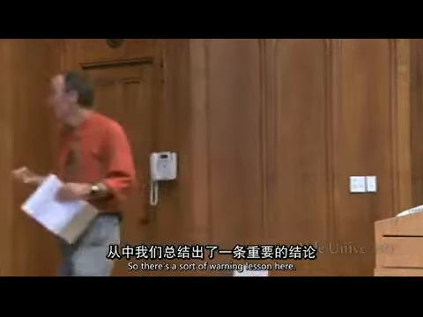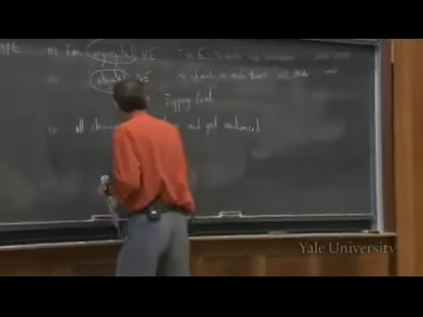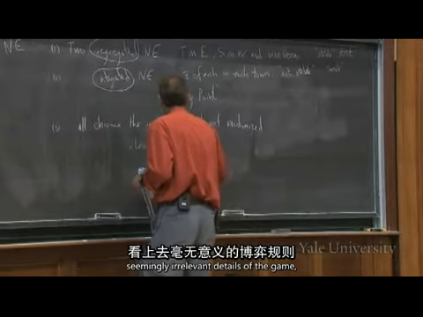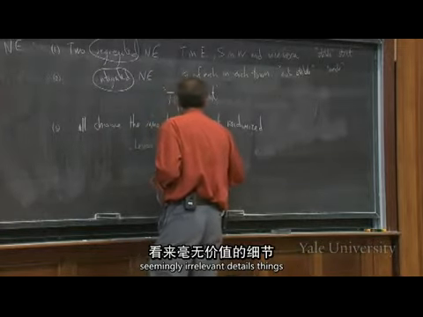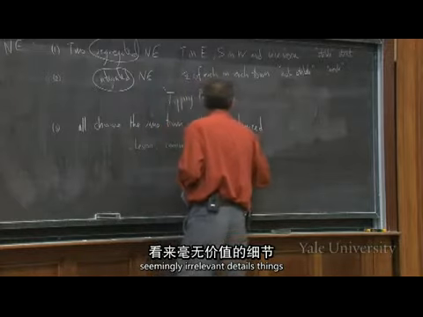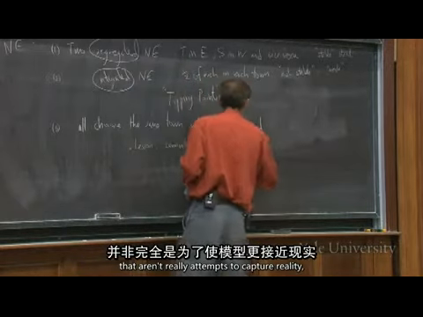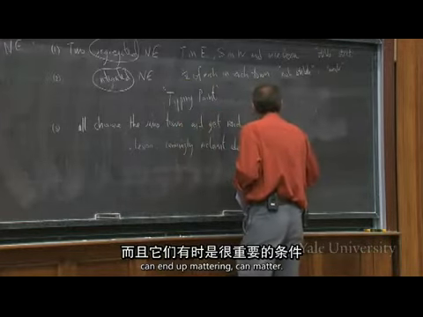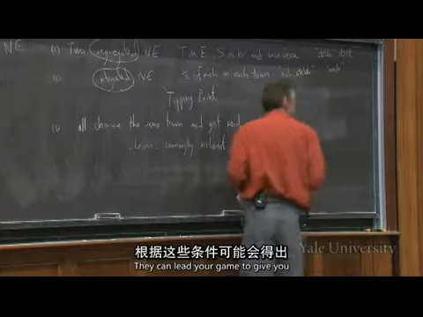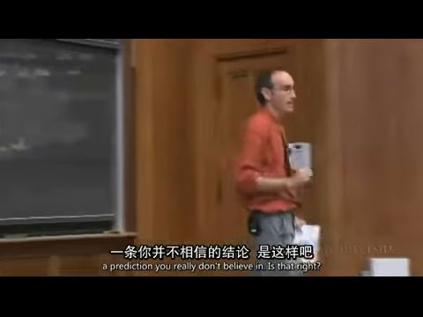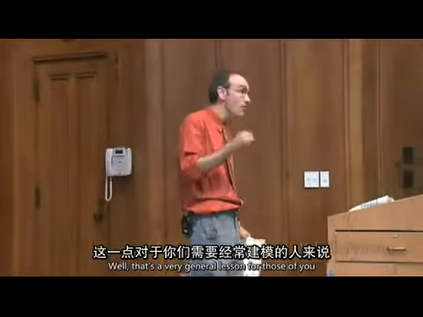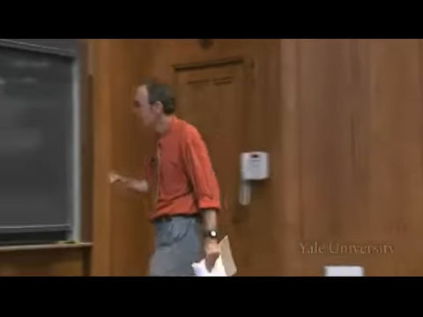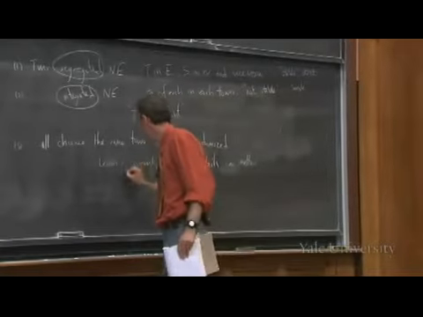All right? So there's a sort of warning lesson here. The lesson is seemingly irrelevant details of a game, things that aren't really attempts to capture reality, they're just trying to get things through in a hurry, can end up mattering. They can lead your game to give you a prediction you really don't believe in. Is that right? And that's a very general lesson for those of you who are going to go out and model things more widely. There's a second lesson here, however.